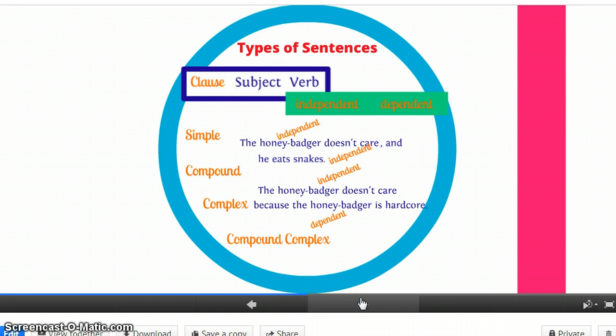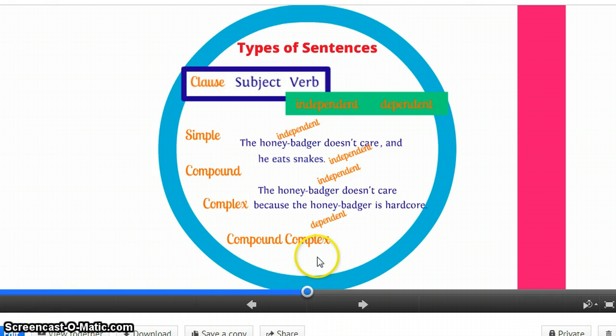So next is a compound complex sentence. This is just what it sounds like. It's a compound sentence, two independent clauses, combined with the element of the complex, which is a dependent clause. So we need two independent and one dependent clause to make a compound complex sentence. So that would read a combination of these. The honey badger doesn't care and he eats snakes because the honey badger is hardcore. That would be a compound complex sentence.